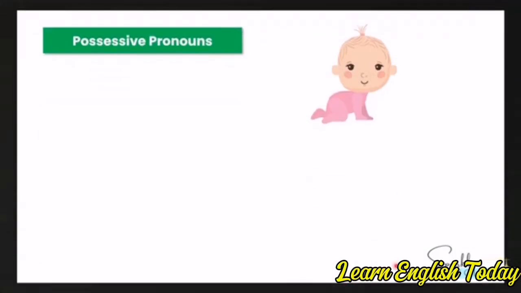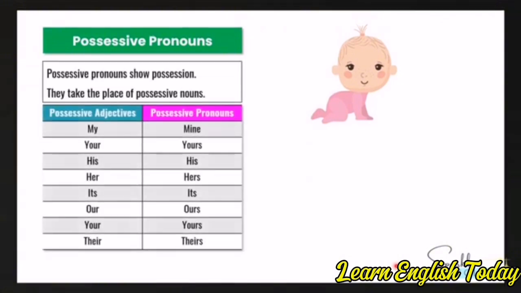We also have possessive pronouns. Possessive pronouns show possession. They take the place of possessive nouns. We have possessive adjectives and possessive pronouns: my, mine, your, yours, his, his, her, hers, its, our, ours, your, yours, their, theirs.